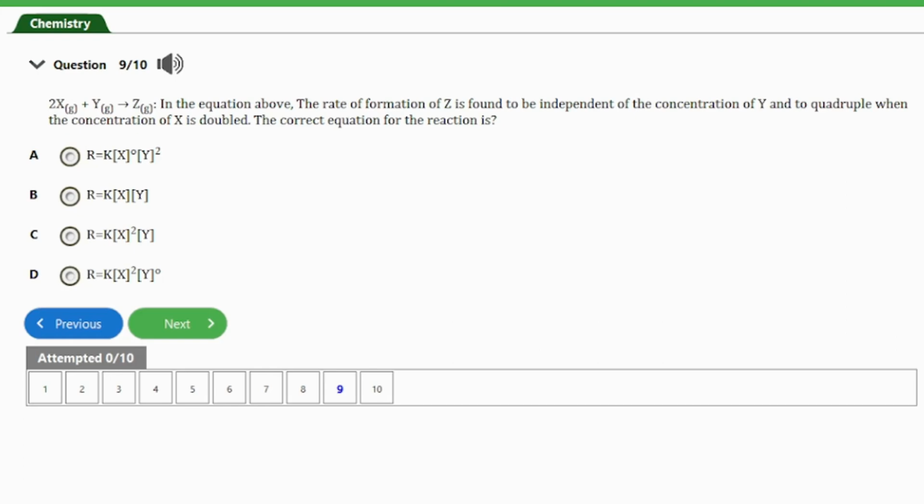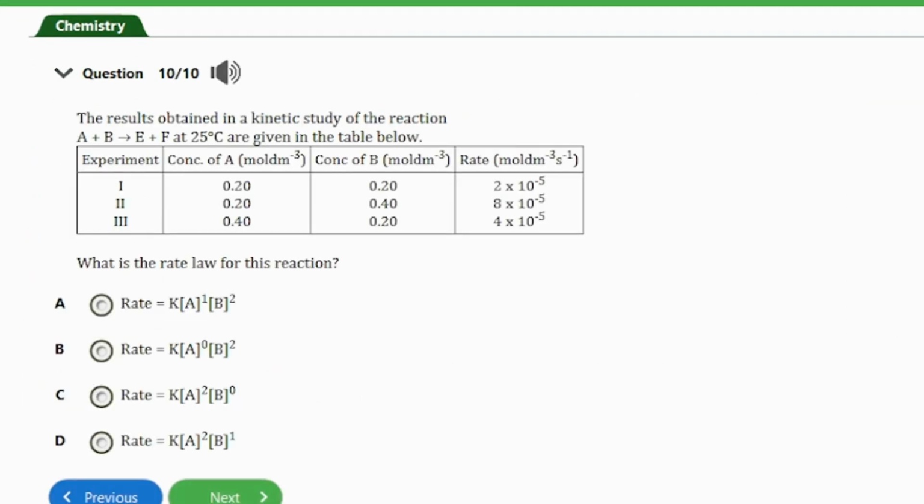So guys, the rate of formation of Z according to the equation is independent of the concentration of Y and quadruples when the concentration of X is doubled. So this implies that the reaction is second order with respect to X and zero order with respect to Y. Hence, the equation is going to be that represented in option D. So that's it for that question. So let's consider the next question, question number 10 here.